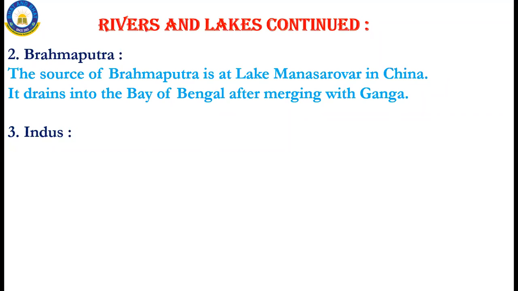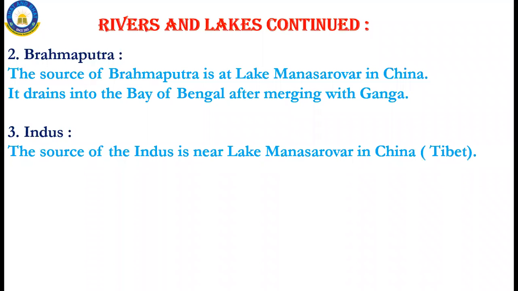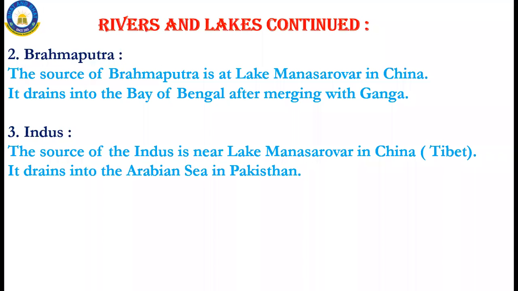The third one is the Indus. Indus is also one of the rivers. Its source is near the lake Manasa Sarovar, again in China, at the Tibetan place. It drains into the Arabian Sea, which is of Pakistan. Indus is totally Pakistan and China, which we don't like, isn't it?